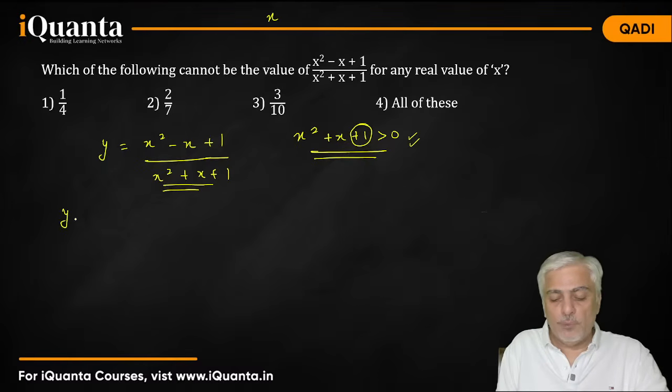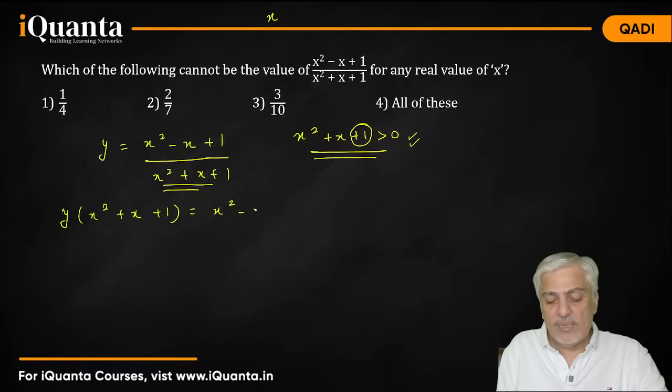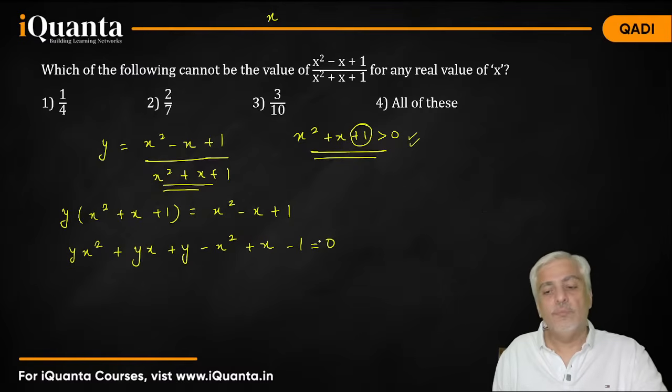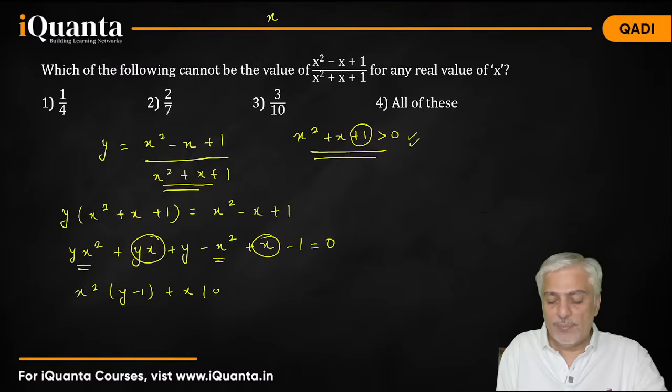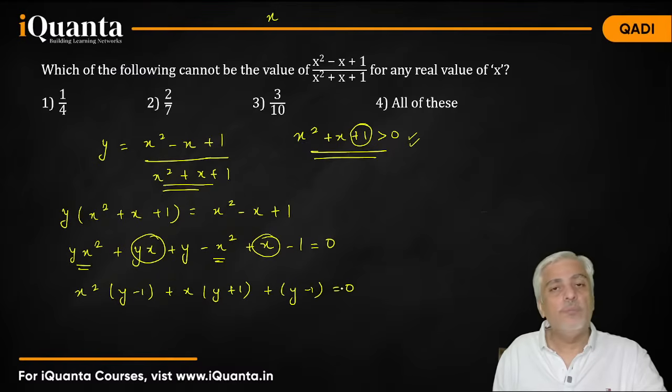So if I do the proper approach, y into x square plus x plus 1 is x square minus x plus 1. So yx square plus yx plus y minus x square plus x minus 1 is 0. Let's make the quadratic properly. yx square minus x square common, y minus 1; yx plus x common, y plus 1; plus y minus 1 is equal to 0.